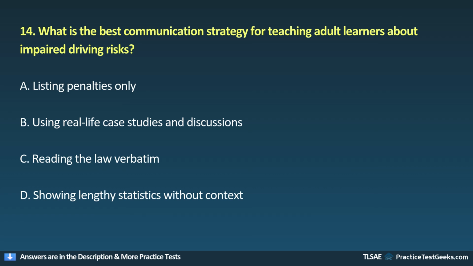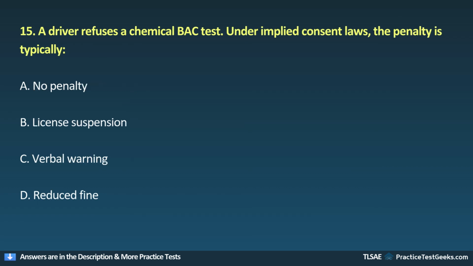14. What is the best communication strategy for teaching adult learners about impaired driving risks? A. Listing penalties only. B. Using real-life case studies and discussions. C. Reading the law verbatim. D. Showing lengthy statistics without context.